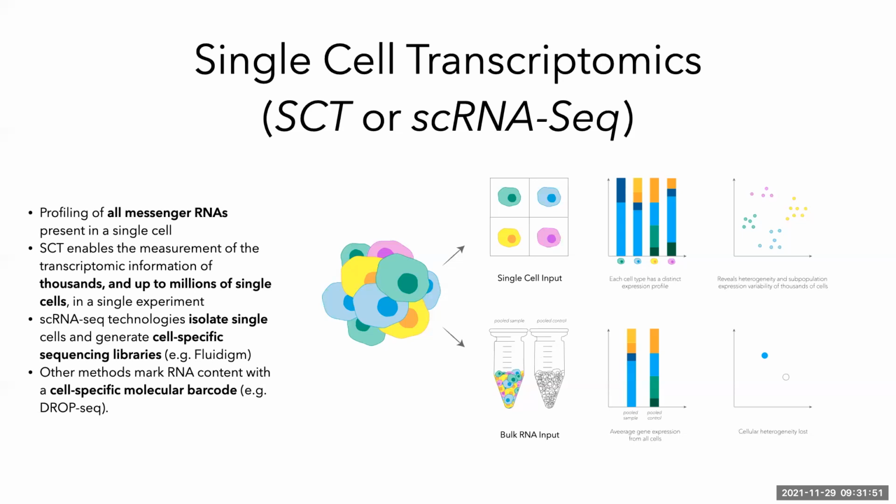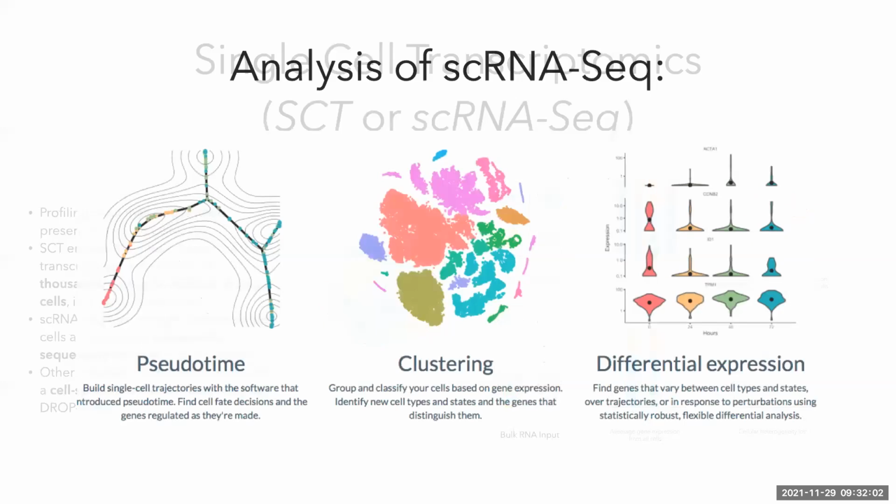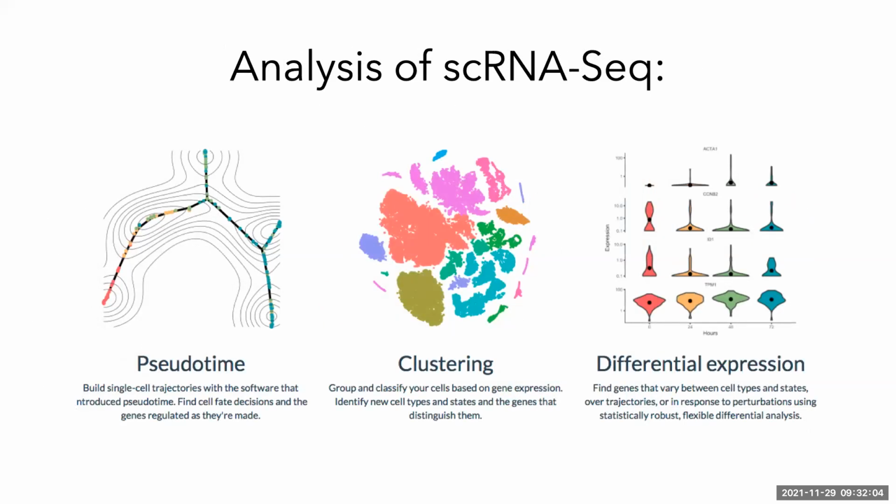Now, because of that level of information, you also get a lot of noise, and you also get a lot of confusing signal. And so that's why we will take a look at very specific types of analysis. So we will look at methods like Monocle and Seurat. We'll look at pseudotime analysis, at clustering, differential gene expression.